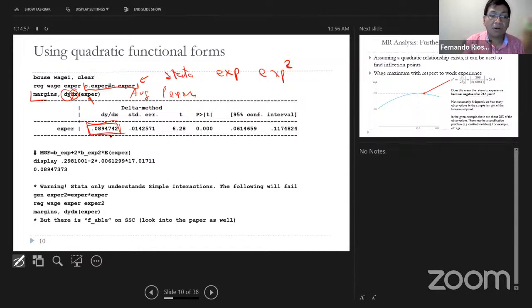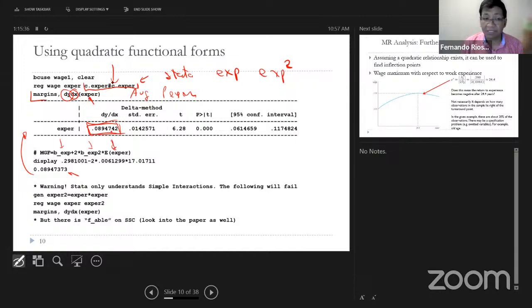I could have, however, obtained the same number by simply applying the formula that I had before: the coefficients of the betas, the coefficient of the beta square, and substituting the expected number of years of experience for the average person. And I should be obtaining, except for rounding errors, the same result as margins. Now, once again, this happens only because Stata understands that I'm creating this interaction in my regression analysis.